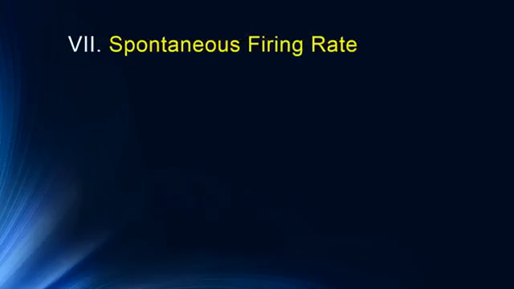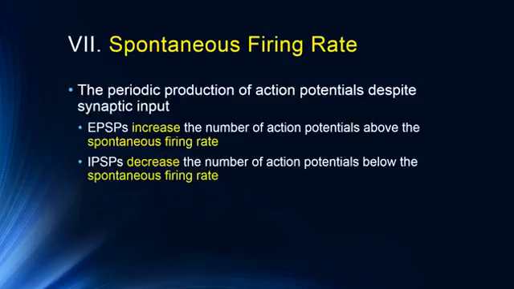So one of the things that we know about IPSPs and EPSPs is they have an effect on what's called the spontaneous firing rate. Each neuron has its own spontaneous firing rate, which is the periodic production of action potentials despite synaptic input. So it's basic, they just periodically fire. Excitatory postsynaptic potentials increase the number of action potentials above the spontaneous firing rate, whereas inhibitory postsynaptic potentials decrease the number of action potentials below the spontaneous firing rate.